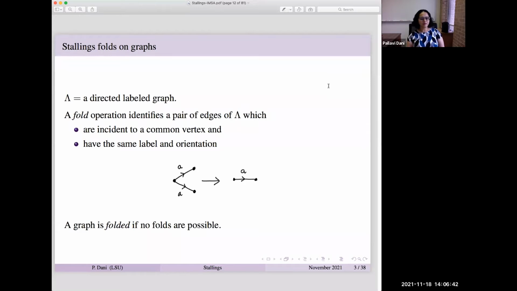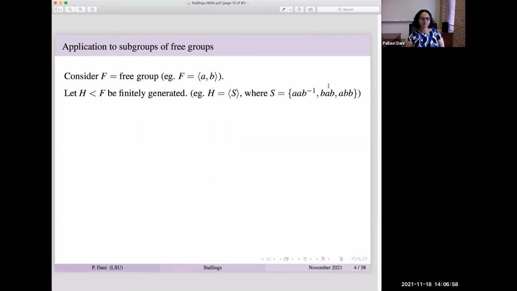What a fold operation does is, if you have a vertex where you have two different edges with the same label coming out of that vertex, then they get identified, just like in my picture there. And a graph is folded if you cannot perform any such moves. So how do you apply this? This is a very simple concept. How does it help to study subgroups?